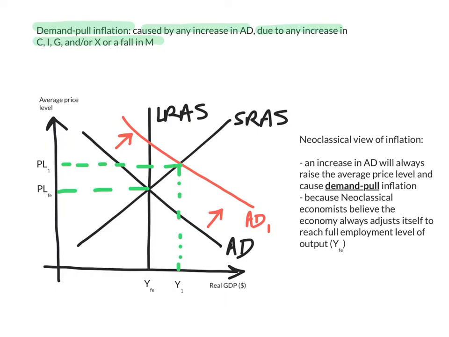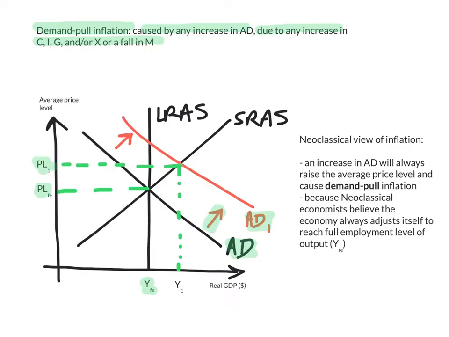Essentially, we'll assume that the economy begins at full employment. It's producing Y FE, and one of the components of aggregate demand increases from AD to AD1. So it shifts from AD to AD1. Now, the average price level rises from PLFE all the way to PL1. This is called demand pull inflation.